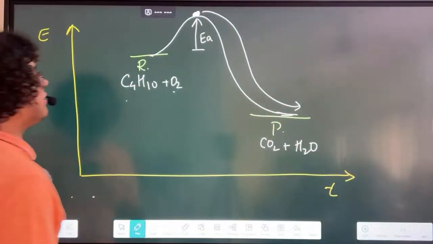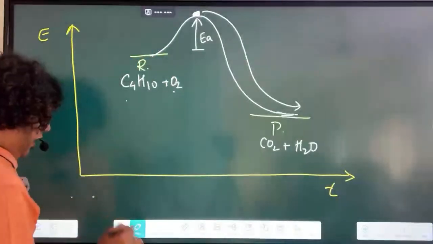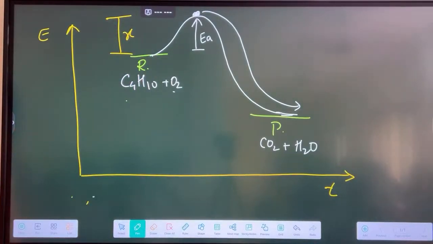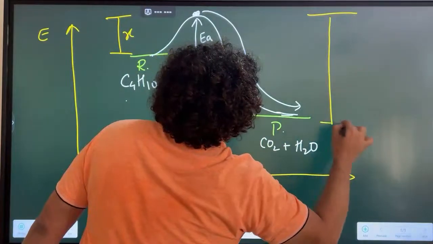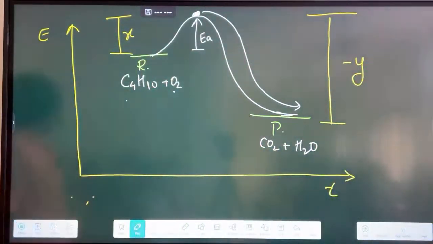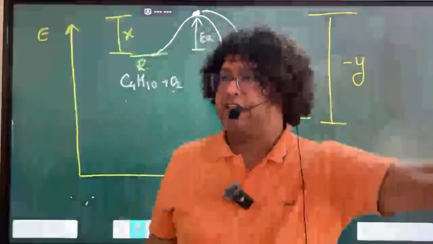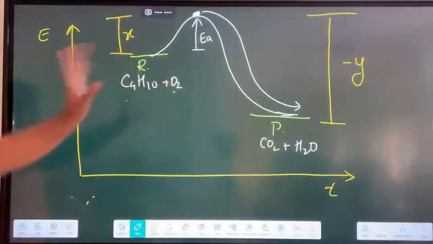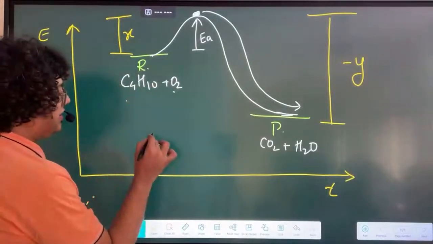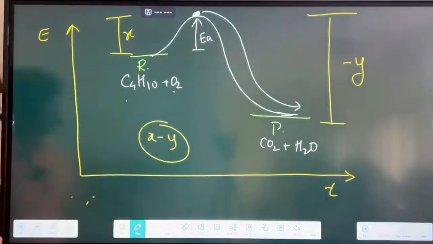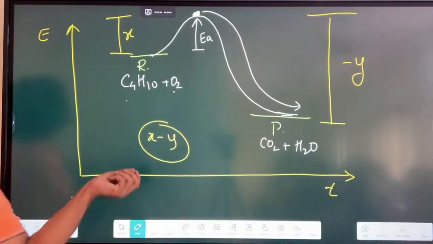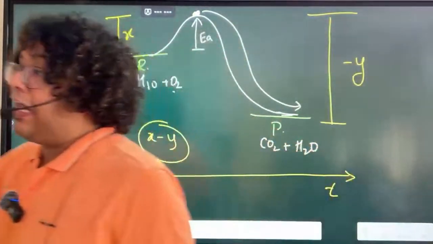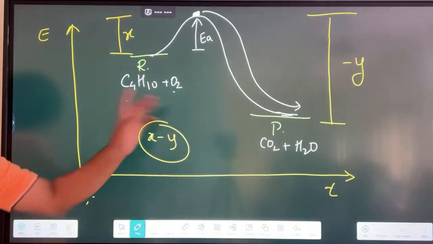Now let's imagine this. In this process, if I ask about the energy that has to be provided, let's call this X. And the energy that got released, let's say this is minus Y, because I am putting it in the thermodynamics way. Energy, heat evolved, negative; heat provided, positive. So can you see for this overall reaction, the total energy involved is X minus Y? If the value of X minus Y is negative, the reaction is exothermic. If the value of X minus Y is positive, the reaction is endothermic.